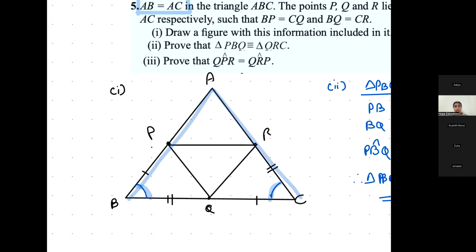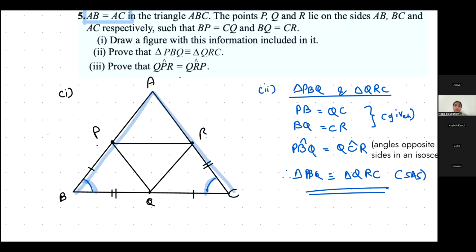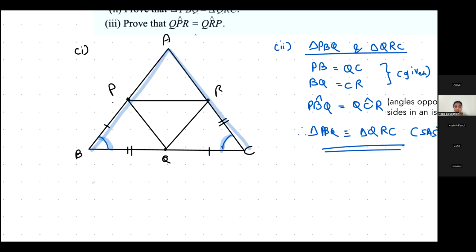Is that clear? All right, great. Okay, then QPR equals QRP. We have to show that these two are equal. This is not that difficult. Why? Because now we have proved that this triangle and this triangle are congruent. If these two triangles are congruent, can we say this? Side PQ and side QR, are they equal? PQ is this, QR is this. Are they equal?